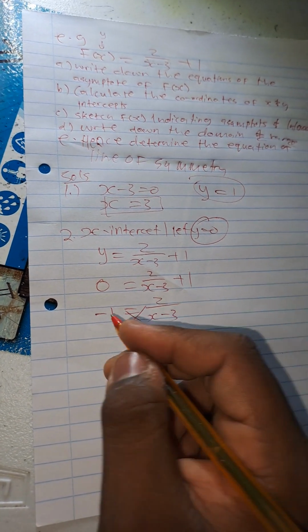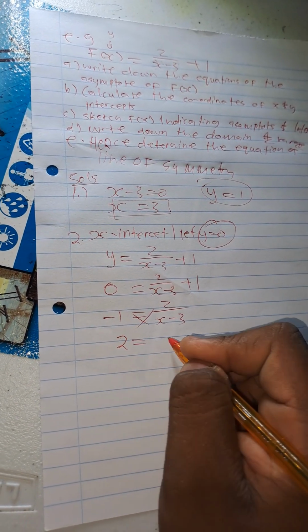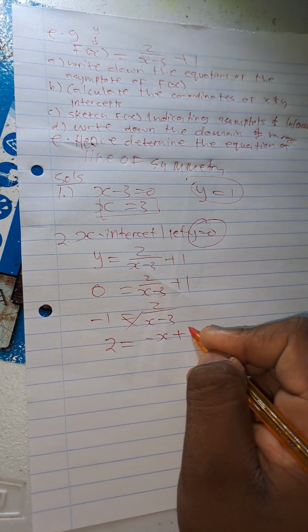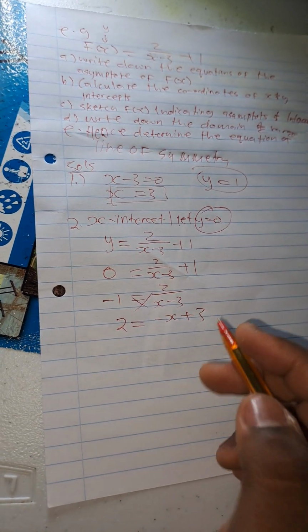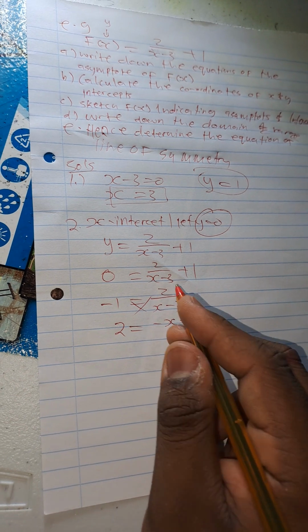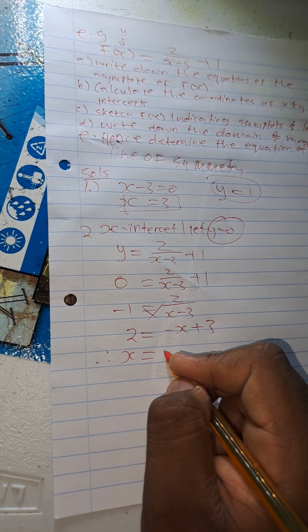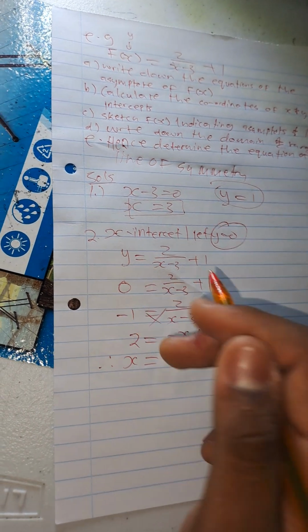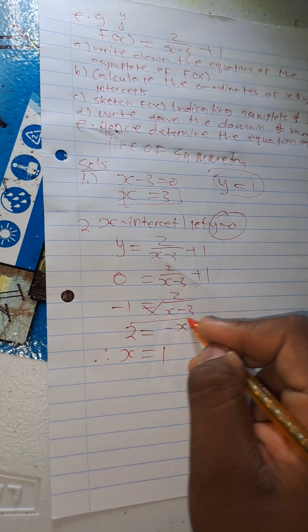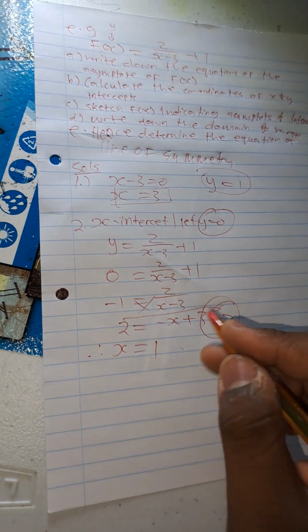Since there's an equal sign, you will cross multiply. So 2 is equal to negative x plus 3. And then let me take this x to the other side. Therefore, it will be x is equal to 3 minus 2. This 2 goes to that side, so it will be minus 2. Then it will be 1.